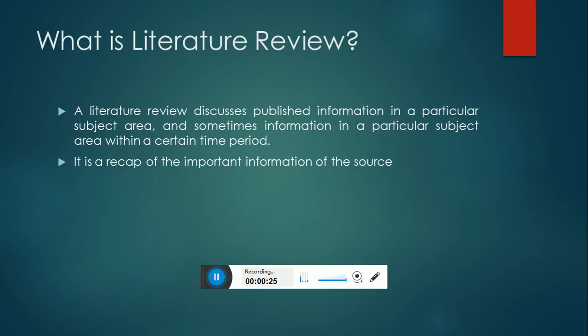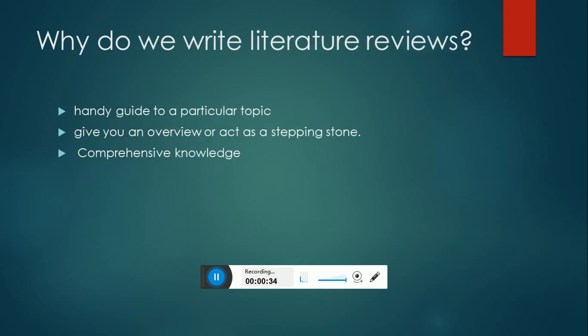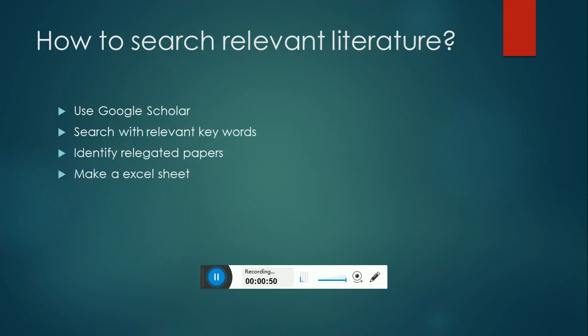So a literature review basically discusses published information in that particular area and provides you in-depth knowledge of that area. So why do we do a literature review? Because we want to get comprehensive knowledge of that particular area and get a handy guide of it, and it becomes a stepping stone because you can get a clear picture related to your research gap.